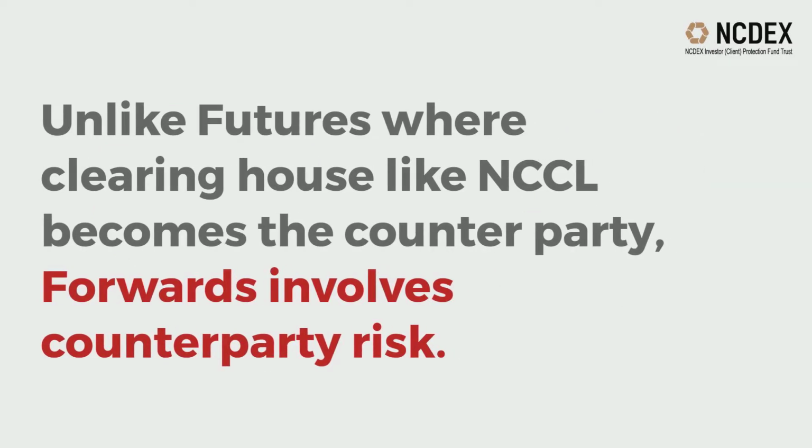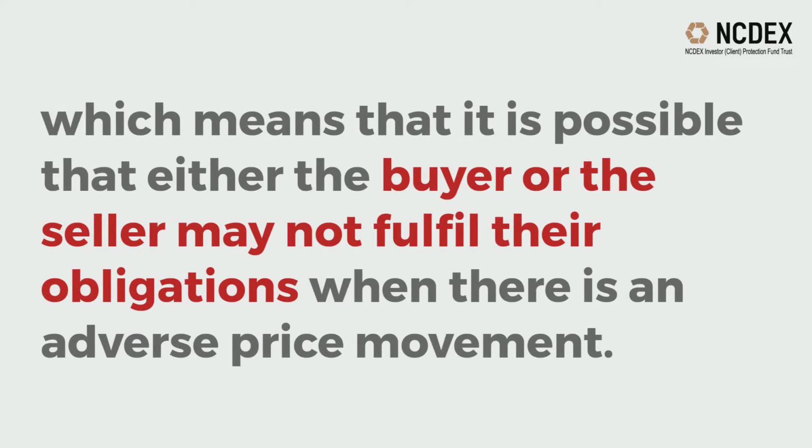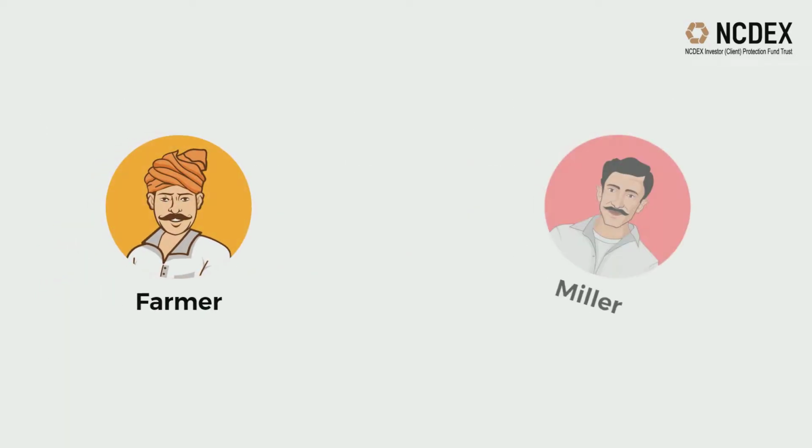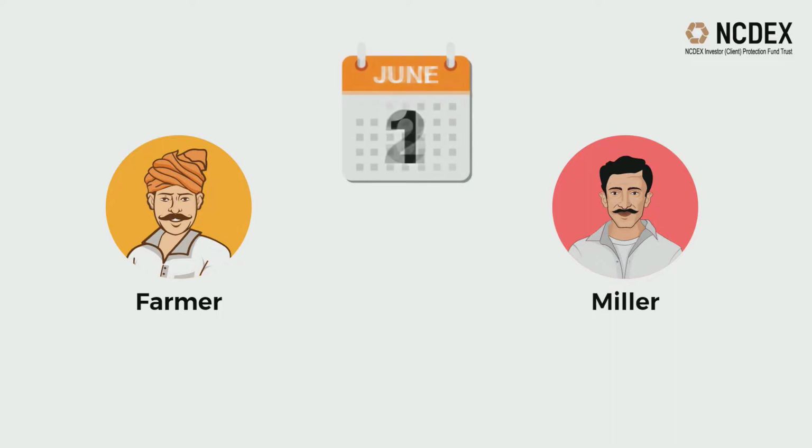Unlike futures, where a clearinghouse like NCCL becomes the counterparty, forwards involve counterparty risk, which means that it is possible that either the buyer or the seller may not fulfill their obligations when there is an adverse price movement. Let's understand this with an example of two hedgers, a farmer and a miller. The farmer's chana crop will be ready in about 3 months' time. The miller also needs chana in 3 months' time to produce chana dal or besan.